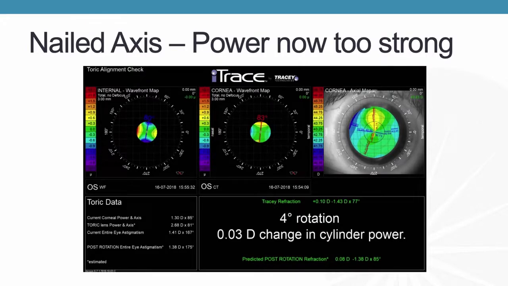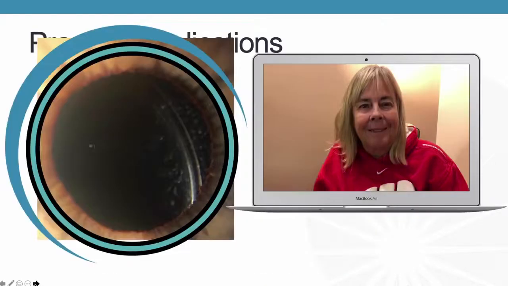So you can do this toric check postoperatively, even without the patient being dilated. You save yourself so much time and agony, and you can tell yourself and tell your patient, look, I did a good job for you. Just the power wasn't quite right. We'll do a refractive surgery. We'll get rid of that astigmatism for you. Patient was very happy.